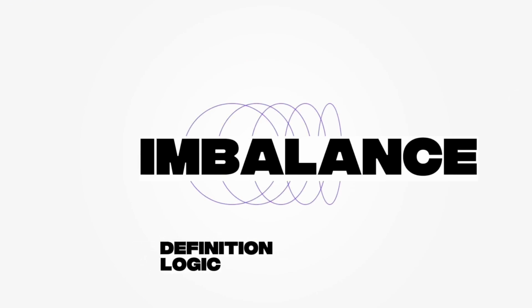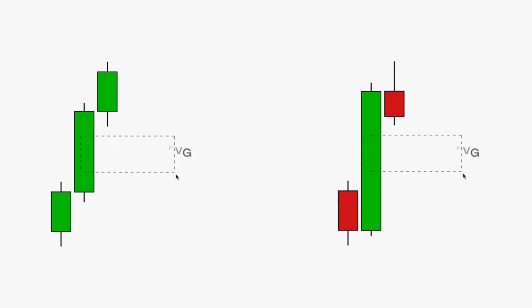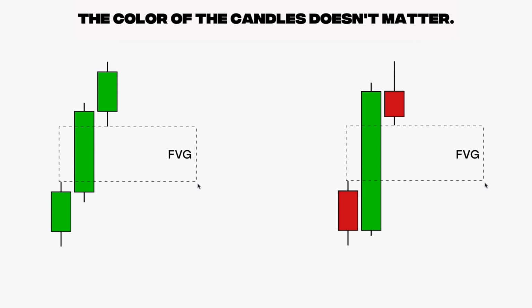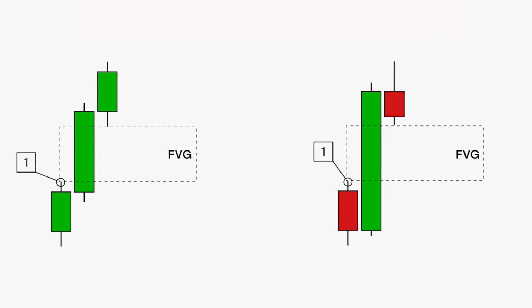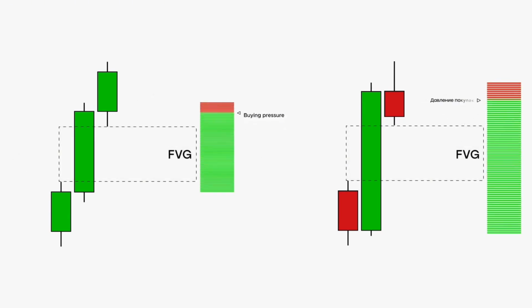What is imbalance? Graphically, it is a gap between the wicks of 3 consecutive candles, regardless of their color. In a bullish scenario, the upper wick of the first candle does not overlap with the lower wick of the third candle. The area that forms between them indicates that supply and demand have fallen out of balance, in particular that buying pressure has suddenly and significantly exceeded selling pressure.